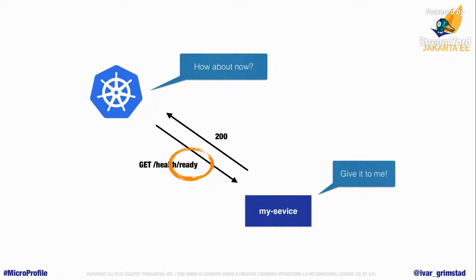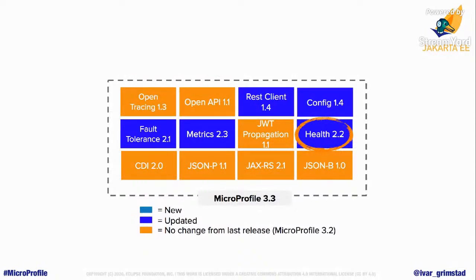So you can do a lot more checks in the readiness test to maybe load some caches or check other statuses of other systems and stuff, because it doesn't have to be as fast as the liveness probe. So it's very important to distinguish these two services. And to demo this, I'll use the HealthCheck 2.2 API, which is a part of MicroProfile 3.3, the latest version of MicroProfile.